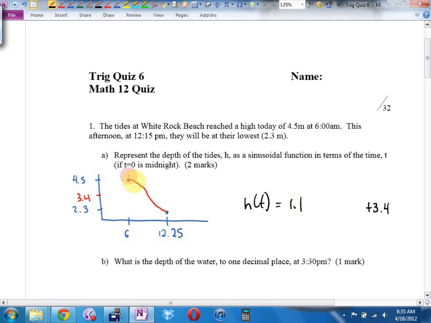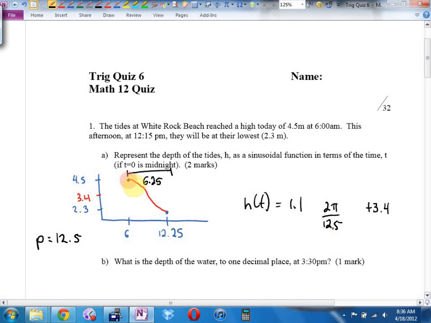Period. Half a wave is 6.25 long. How long is the whole wave then? I think 12.5. B is going to be 2 pi over 12.5. And you know what? I'll just leave it like that. I could decimalize it. If you did, I wouldn't take marks off, Cassandra. Well, why bother?